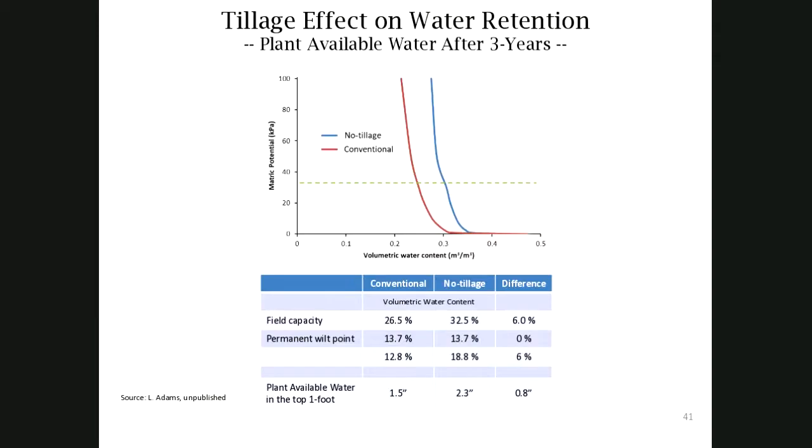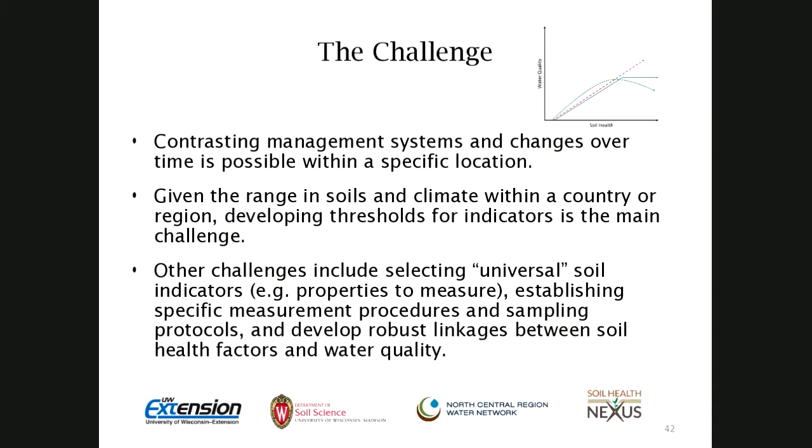And again, this is looking at water release, and it's a similar point I made before. This is water retention, looking at tillage, and we were able to pick up those differences with the water release, but again, not really translated to the runoff losses. So the challenge I think we see here is that, like Donna pointed out, we can do contrasting management systems and changes over time. I think that's possible right now at this time.